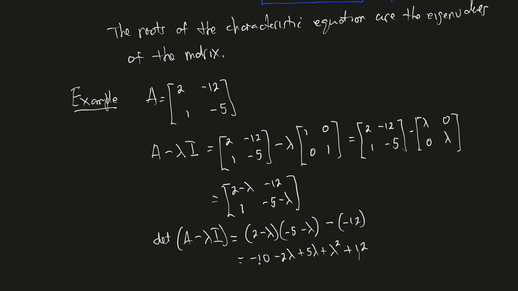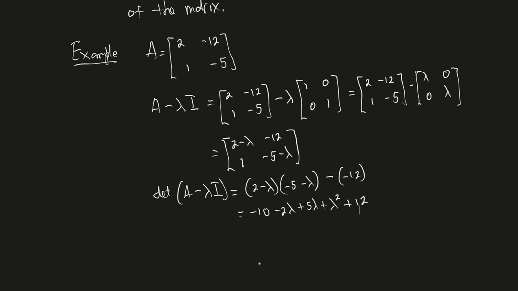All right. It looks like it's going to be a quadratic, so let's write this quadratic in standard form. We'll write the lambda squared first, and then we end up with plus 3 lambda, and then -10 plus 12, so that's plus 2, right? Now, before we set it equal to 0, this polynomial here is called the characteristic polynomial. We usually denote it P for polynomial, and we usually use lambda as our variable. So let's make a note of that.